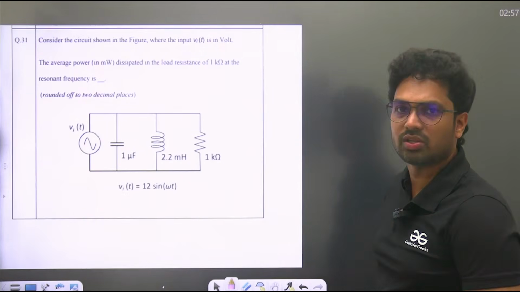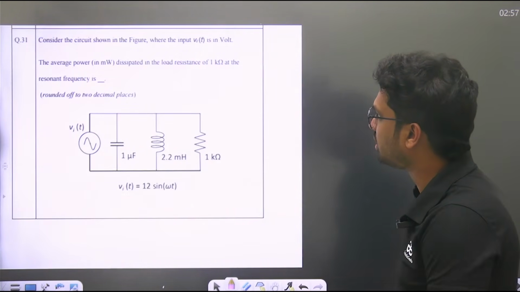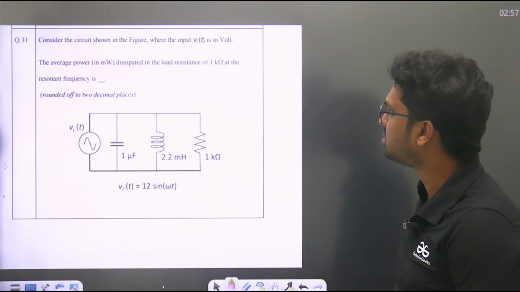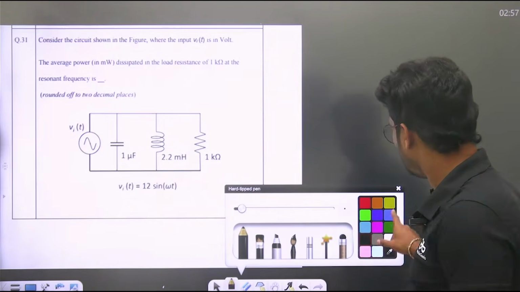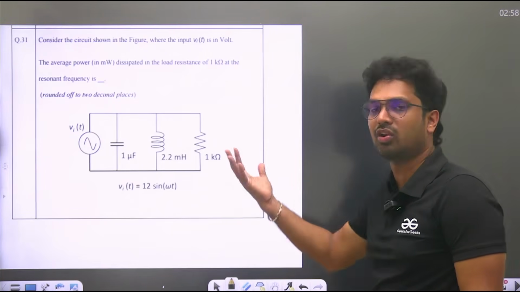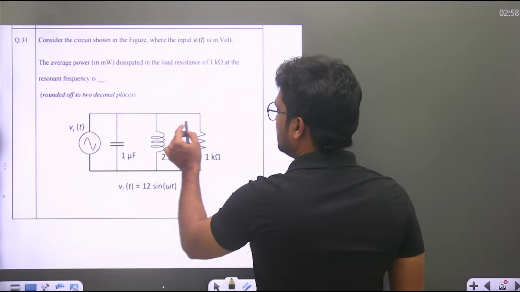It's a very simple question. Consider the circuit shown in the figure. Vi is the input voltage in volts. Find the average power in milliwatts dissipated by the load resistance at the resonance frequency. Whether it is resonance or not, because the voltage across a parallel branch is the same, you need not worry about it much. So the voltage will be the same here.